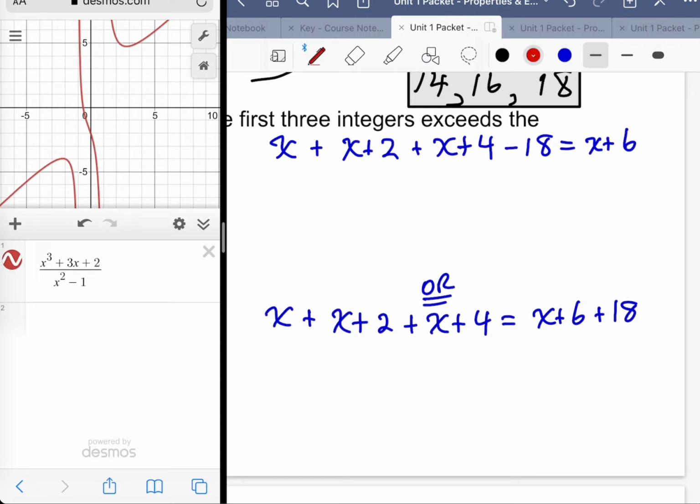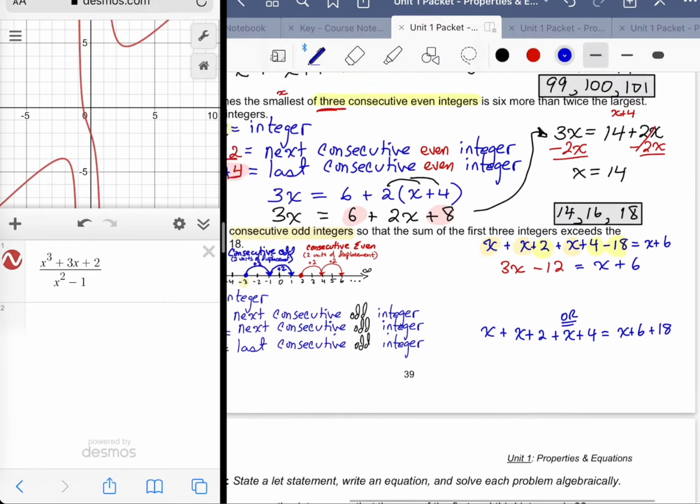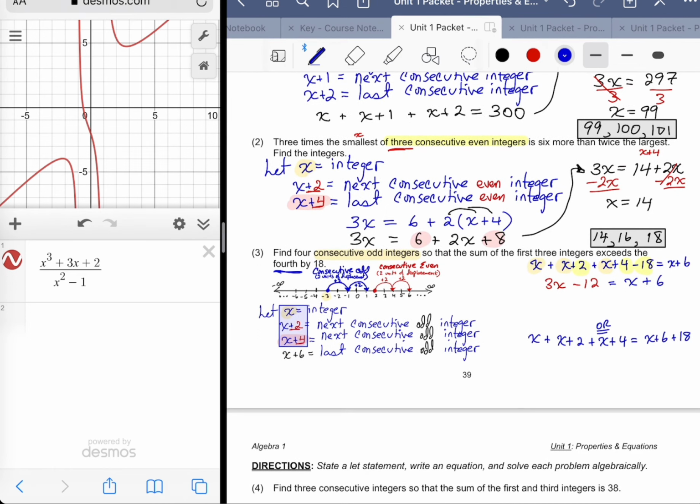So for the first one, we have some like terms. We get 3x's. So just stay on the left for a second here. 3 of those x's, 2 plus 4 is 6, minus 18 is negative 12. Right-hand side is x plus 6. Question? Why would the x plus 6 be on the opposite of the equal sign and not with all the other numbers? Because it's saying that it's exceeding that fourth value, being the x plus 6. Okay, thank you. Yeah, no problem.